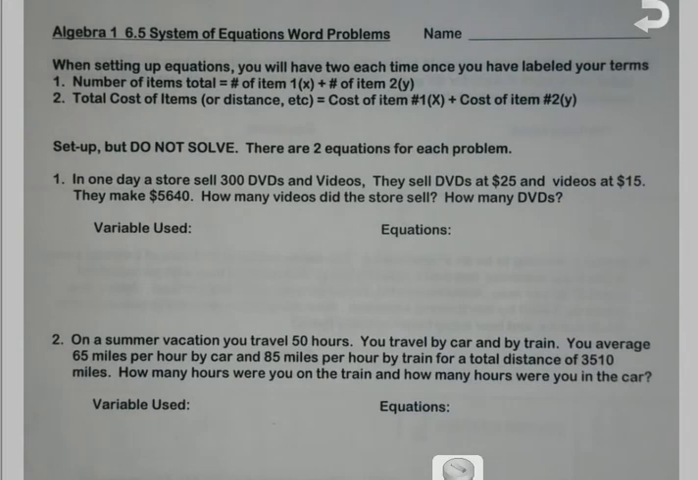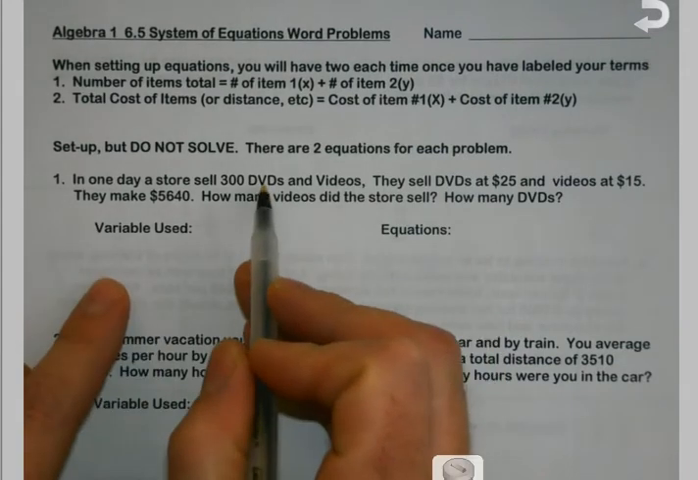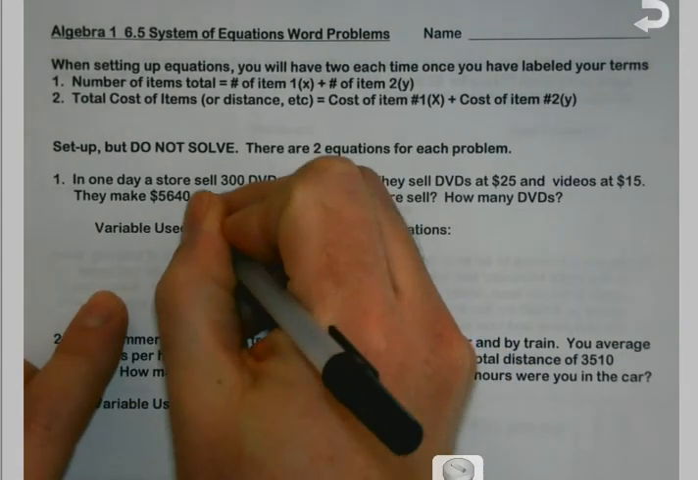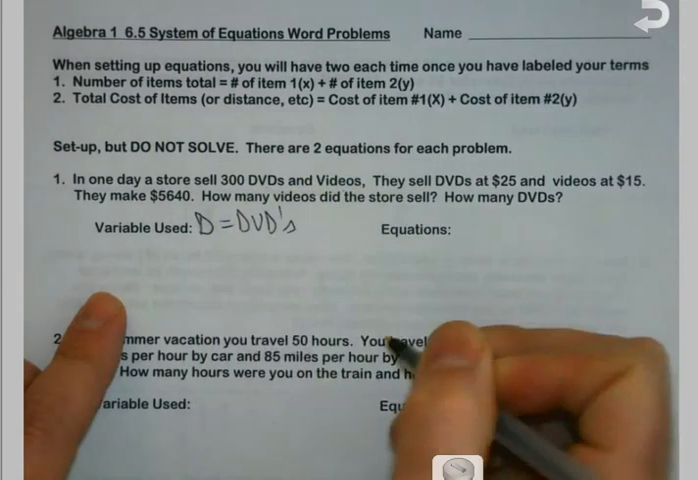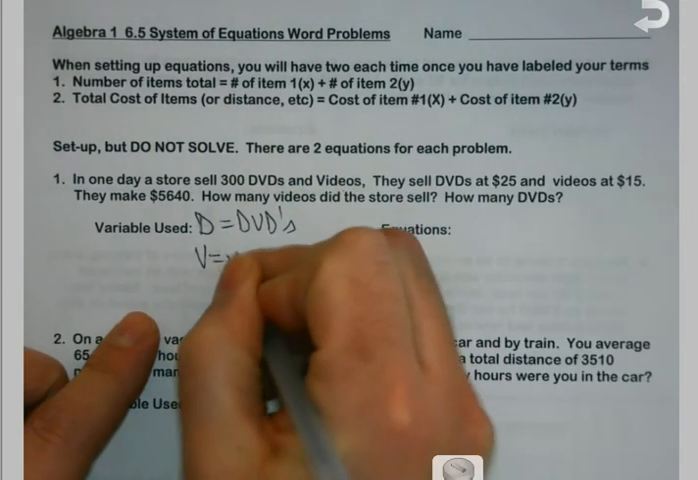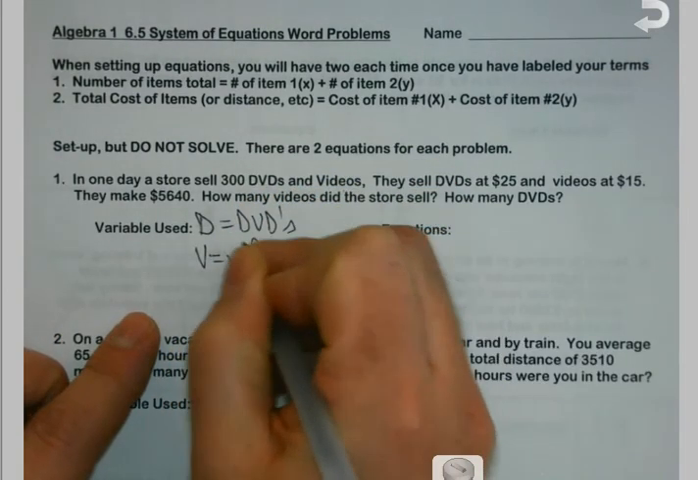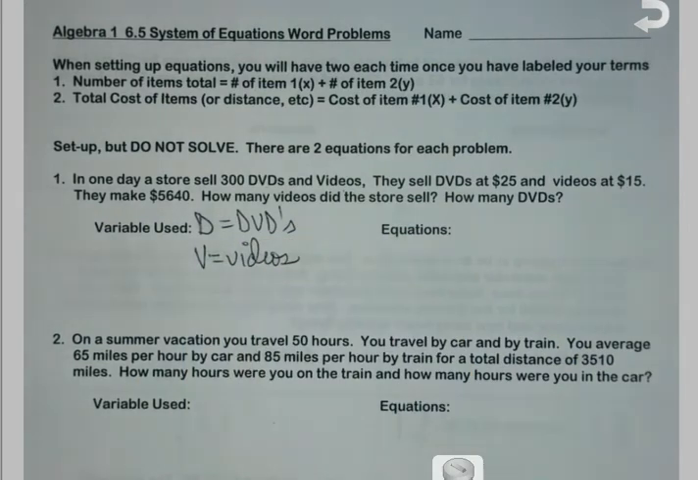So for instance, we need to know what we're using first. It looks like in this one I've got DVDs and videos. Now me, I don't like to get real creative with this. I'm going to make D stand for my DVDs, and I'm going to make V stand for my videos. So when I go to write my equations for this, I'm just looking for the number of them the first time through. Now this is the part that gets a little crazy.